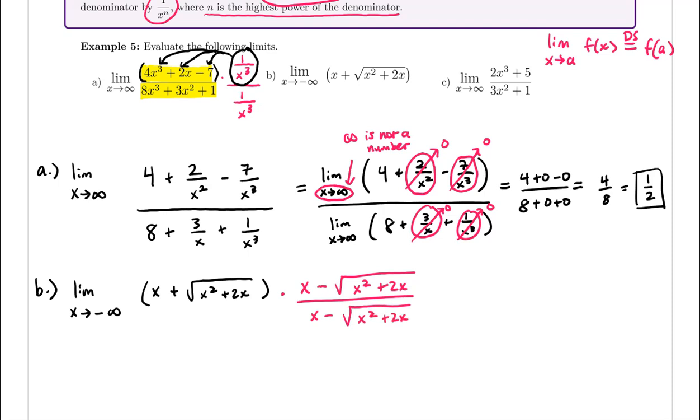All right, so I want to multiply out the numerator, and you can do that in several different ways. You could FOIL. I'm going to use the box method.